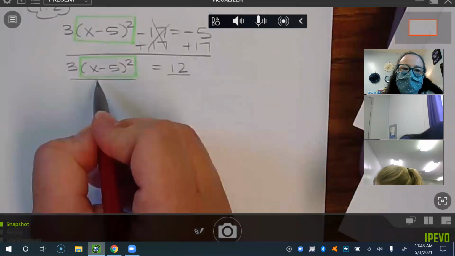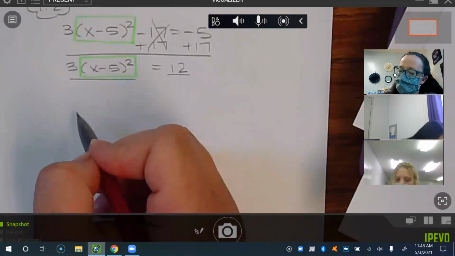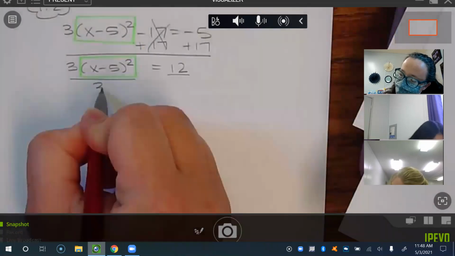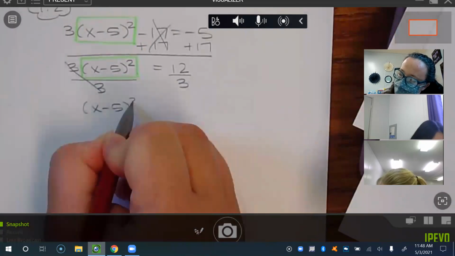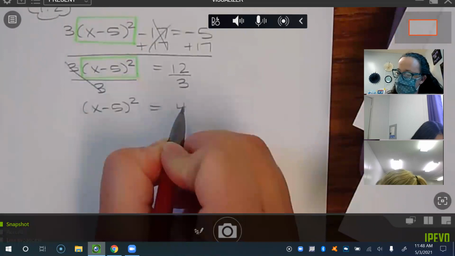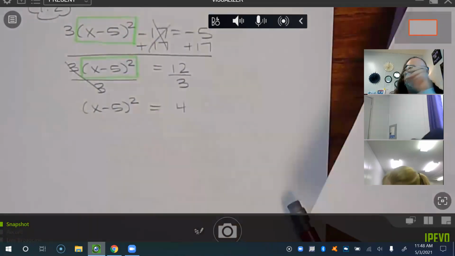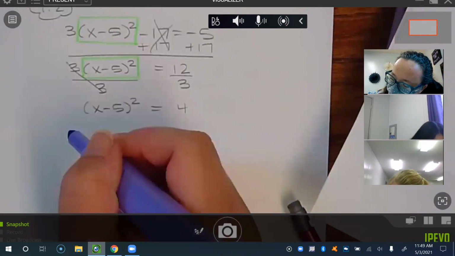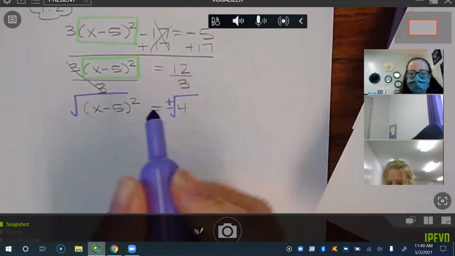Not yet. I don't have the green box by itself yet. Divide both sides by what? 3. So now I have this by itself equal to 4. That's when I square root. That's what section 1.2 was on. You get that binomial squared by itself, and then you take the square root. So I take the square root of both sides, put a plus or minus here on the right side.